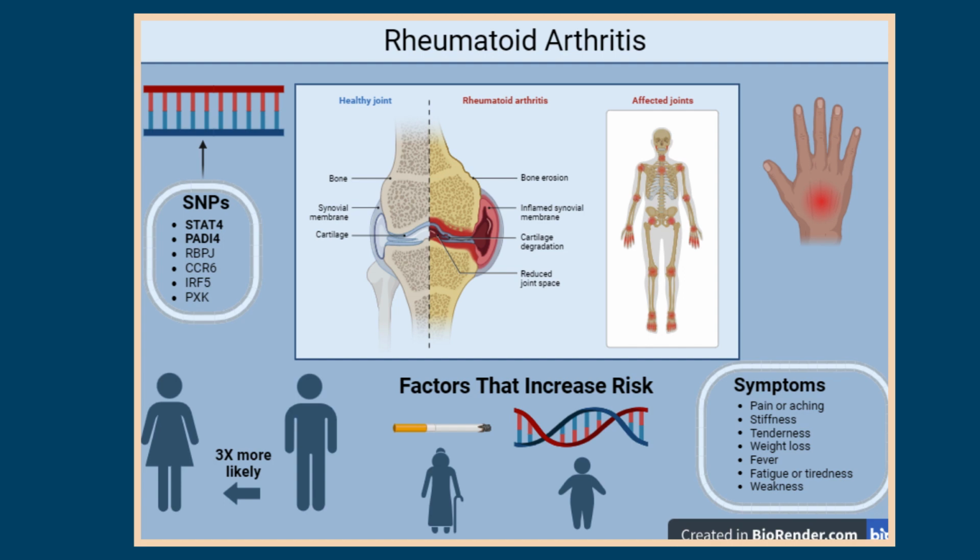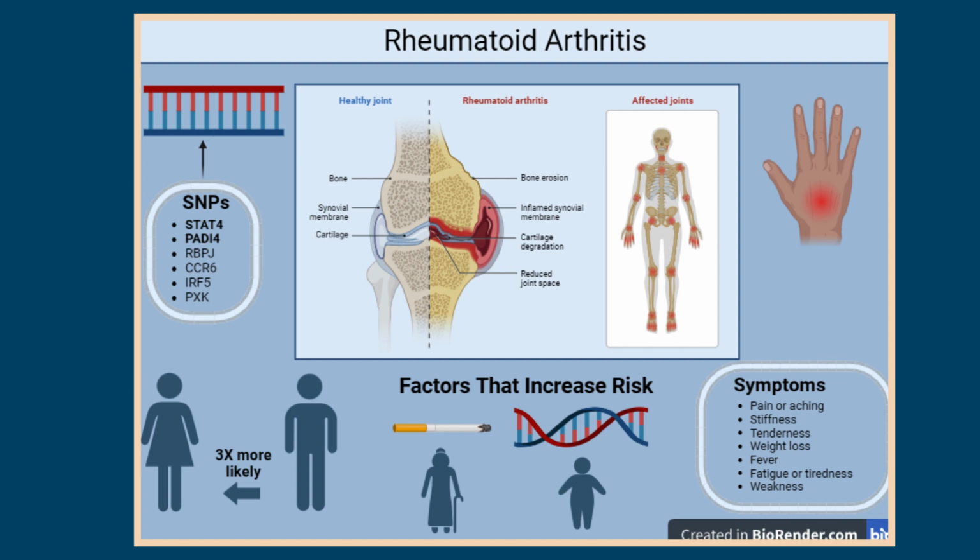We've included in the middle a joint that on the left is not affected by RA and on the right is affected by RA. You can see that there's bone erosion, cartilage degradation, and reduced joint space that can make one very uncomfortable while doing daily activities. We also included a skeleton that shows commonly affected areas that an individual might have RA. Also, we included 2 SNPs that are very important in the association of RA and genetics, and also some other SNPs that were found in our GWAS study.